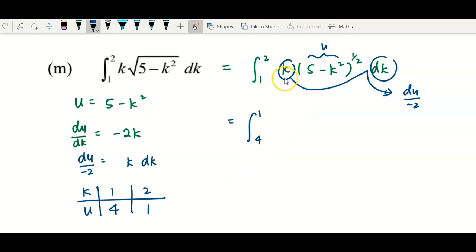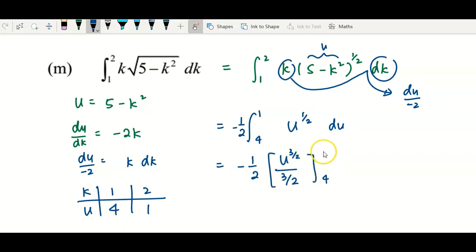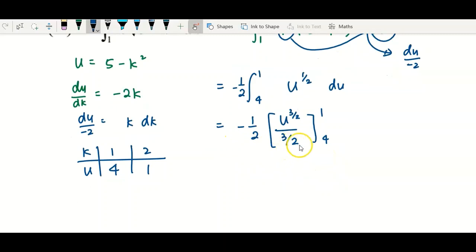Alright, good. So now k dk I'm going to replace by du over negative 2. Over negative 2, I'll just write it outside as a negative 1 over 2. And this one will be u power of 1 over 2. So now you can start to integrate. Integrate u power of 1 over 2, you have u power of 3 over 2 over 3 over 2. Just put in the limit. And after that, the 2 you can bring up and cancel off with the 2 over here. So you have a negative 1 over 3 outside.